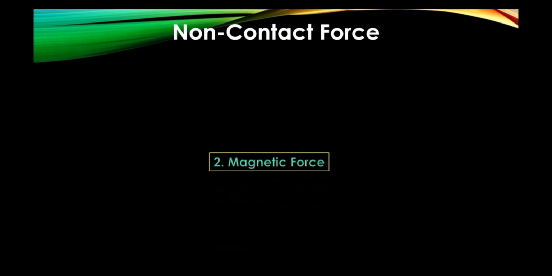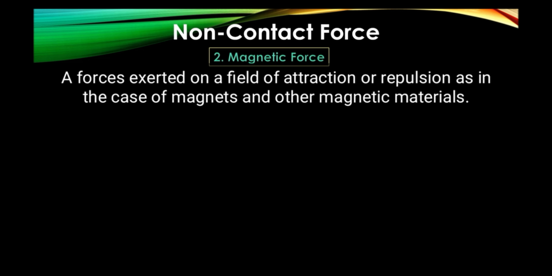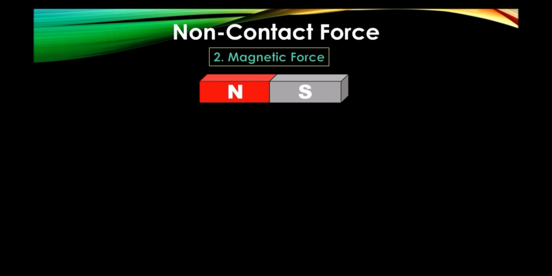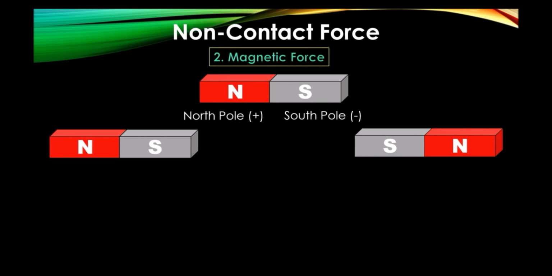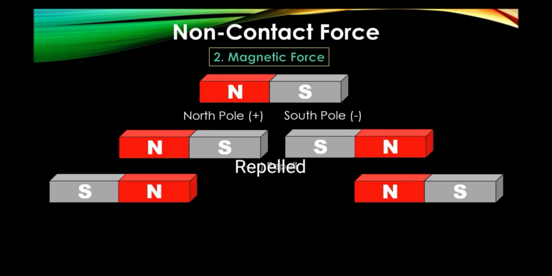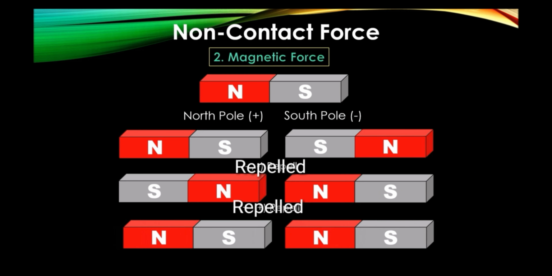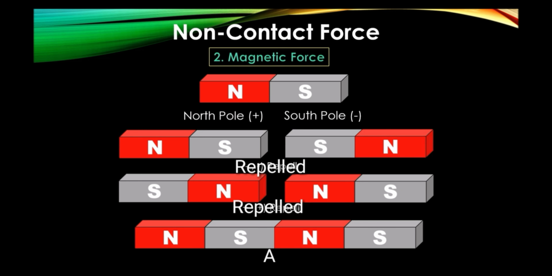Example number 2. Magnetic forces are forces exerted in a field of attraction or repulsion, as in the case of magnets and other magnetic materials. Magnets and magnetic materials have two poles, the north and south poles. Let us consider that the north pole consists of positive charge and the south pole consists of negative charge. South to south poles can make a force of repulsion, and north to north poles can also make a force of repulsion. Attraction may occur when two poles are not the same. The north pole and south pole possess a positive and a negative charge. All in all, the same charges repel and different charges attract.